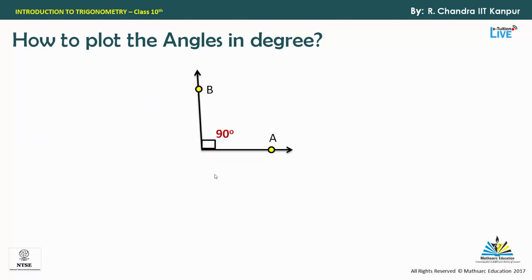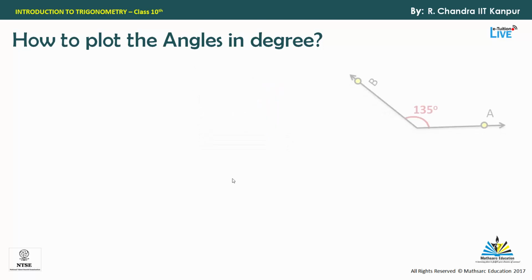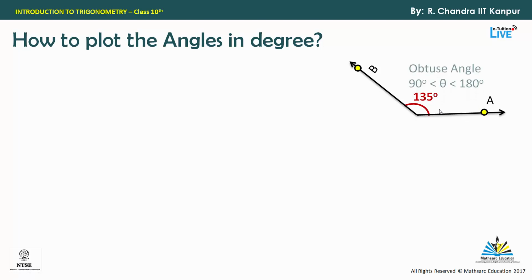Another angle we have is 90 degrees, which we call a right angle, and we use this rectangular sign for the 90 degree angle. Here you can see I have made 135 degrees, that is 90 plus 45 degrees, and we call this an obtuse angle. Why do we call this an obtuse angle? Since it is lying between 90 and 180 degrees. So any angle between 90 and 180 degrees, we call an obtuse angle.